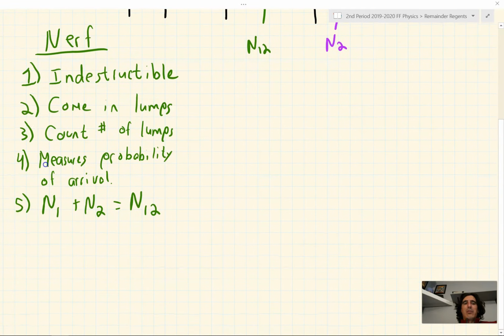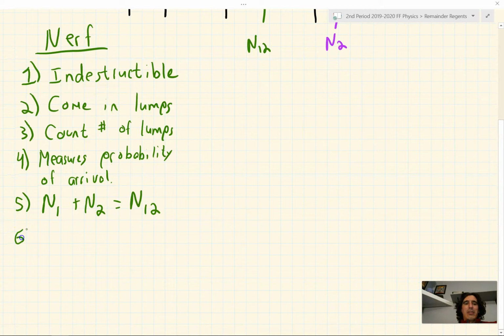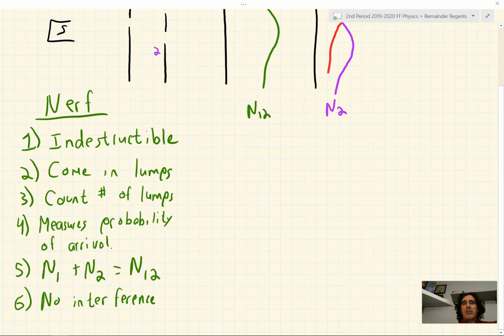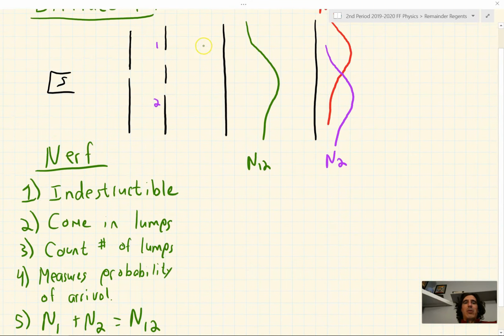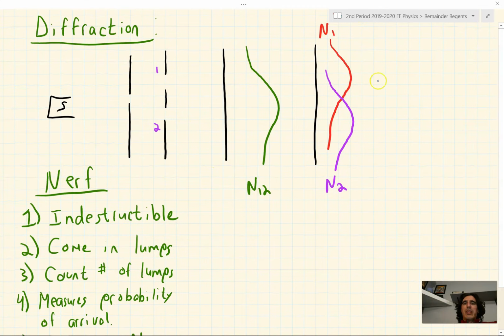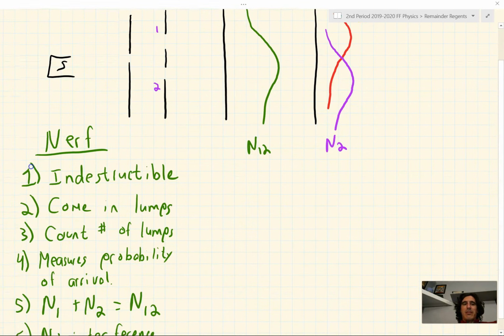So the reason why this works is because there's no interference between the nerfs. Meaning that there's no constructive interference or destructive interference, whether or not we have just hole 1 open, just hole 2 open, or both of the holes open. So if we treated light as if it were a particle or a nerf, this is the behavior we'd see.